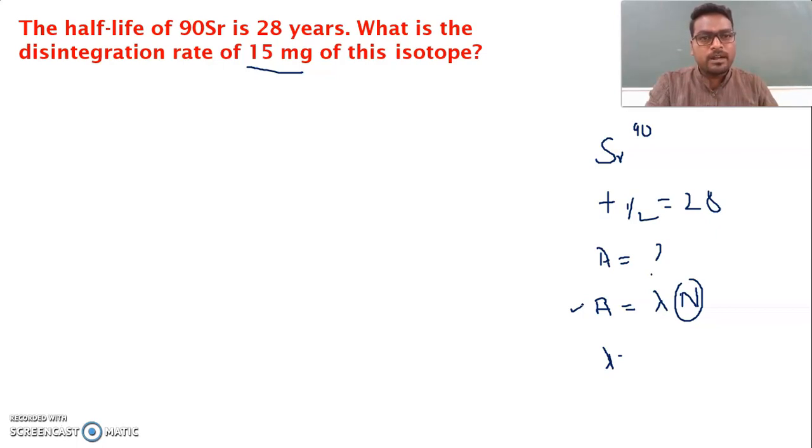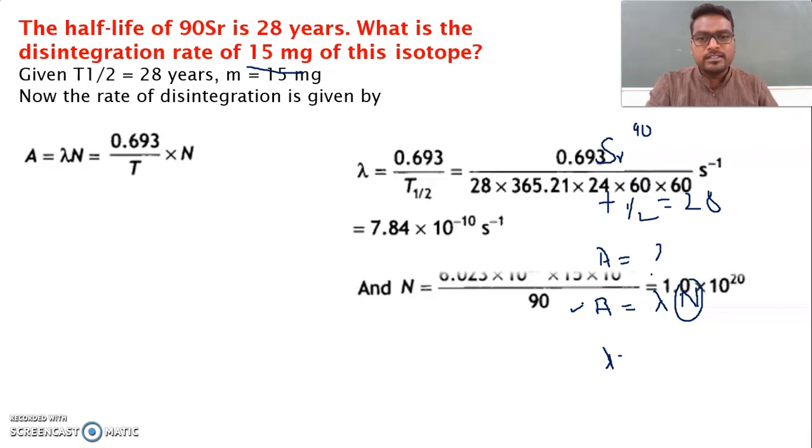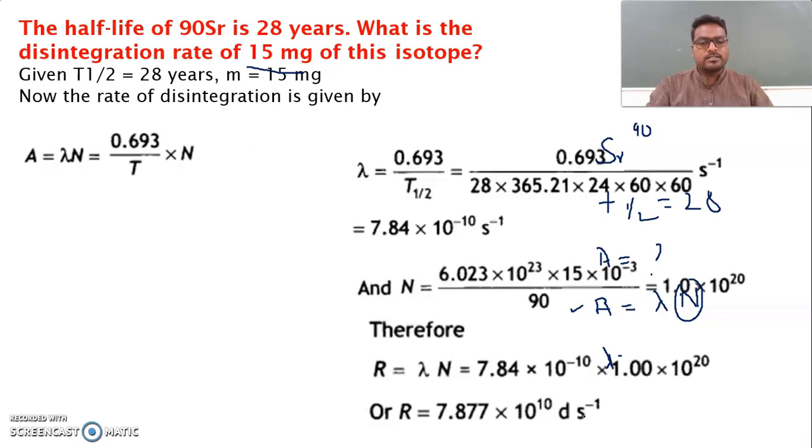Pause the video and calculate it. The answer is, this is the answer. The activity of this sample is 7.87 into 10 to the power of 10 disintegrations per second.